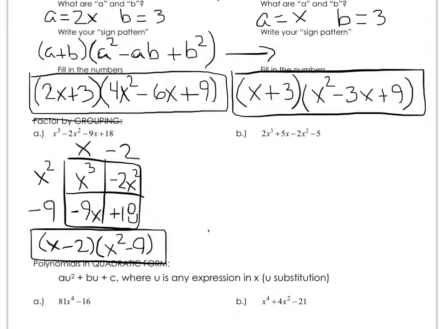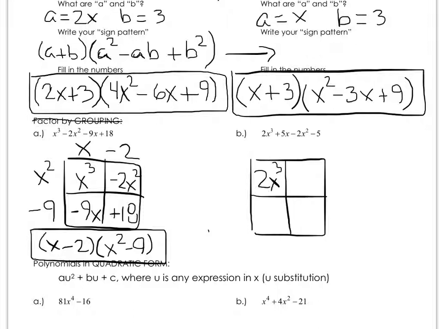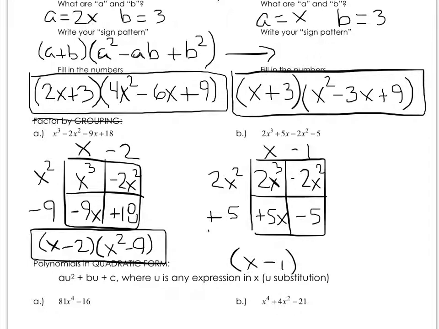Okay, if we look at this second one here, again, let's go ahead and throw it into the box. Now this one's a little bit out of order here. Typically what I like to do is put them in descending order, so 2x cubed minus 2x squared plus 5x minus 5. Okay, so GCF, 2x squared. 2x squared times x. 2x squared times negative 1, and then x times 5. So factors are x minus 1 and 2x squared plus 5.